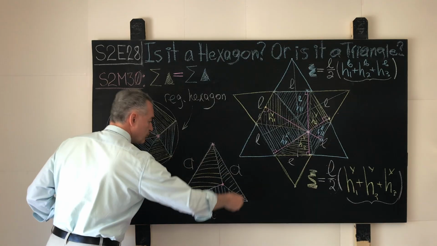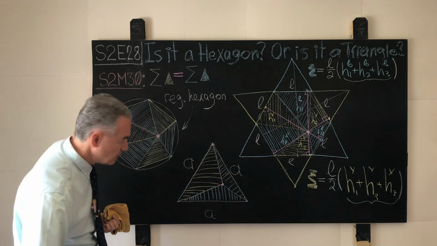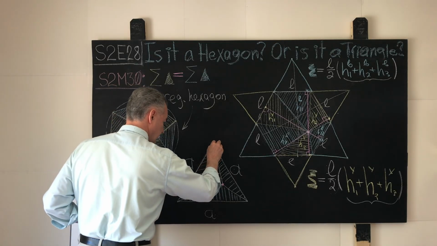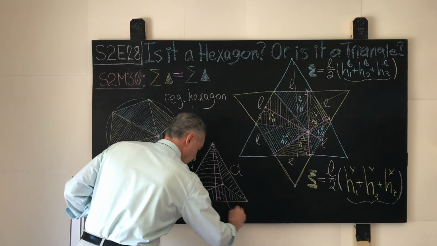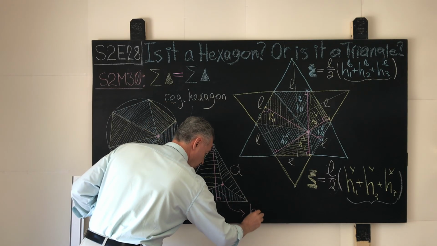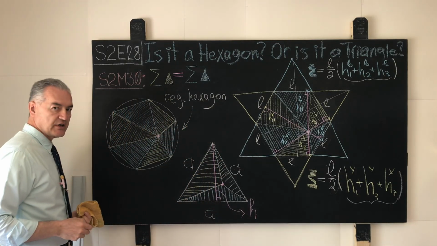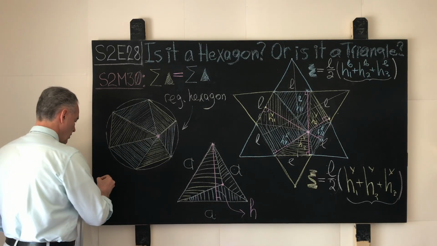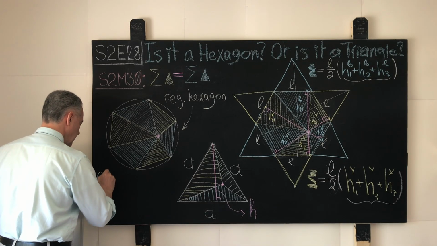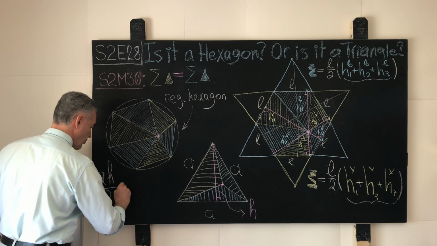What is the area of the parent equilateral triangle? Well, let's say, let me use red, this will be the height. That will be the height of our equilateral triangle. Then the area of that equilateral triangle will be what? It will be a half product of A, H, and H on the one hand.